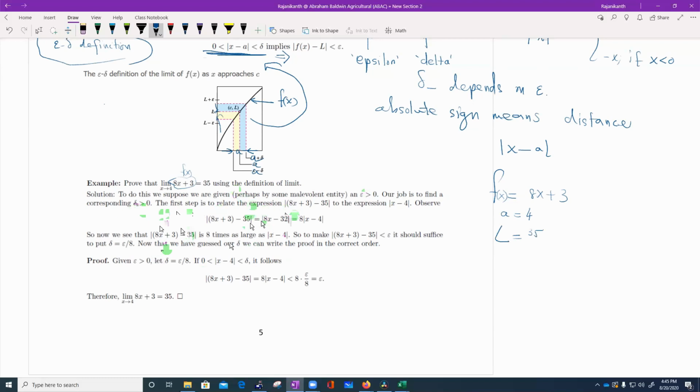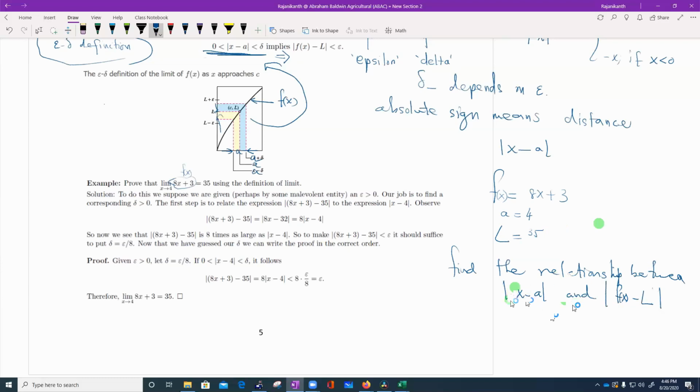First, you need to find out |f(x) minus L|. You need to always find the connection, the relationship between x minus a and f(x) minus L. So you find the relationship between these two. That's what they are trying to do here. They first started with f(x) minus L, and they are starting to work with f(x) minus L.